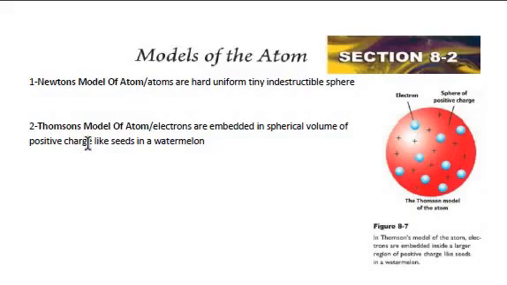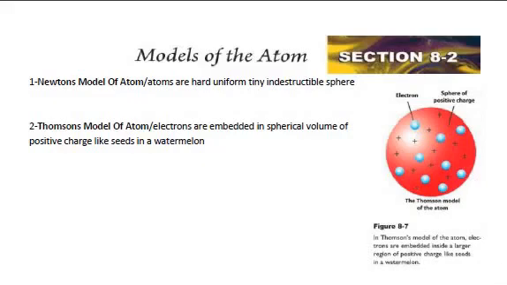After that, Thomson came. Thomson's model says electrons are embedded in a spherical volume of positive charge, like seeds in a watermelon. Here we have a schematic description of Thomson's model of atom, which says electrons are embedded in a positive sphere. So the red sphere is positive, and it has negative electrons distributed.